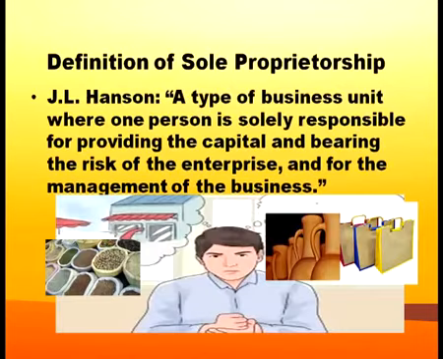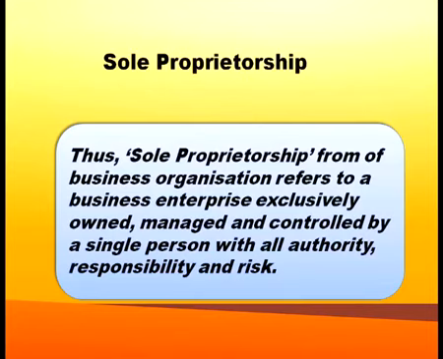Here is a definition of sole proprietorship. A type of business unit where one person is solely responsible for providing the capital and bearing the risk of the enterprise and for the management of the business. This is a definition made by J.L. Hansen. So, from the figure you can identify one person is managing about the building materials, the output, which are the variety of products that he should make. Like that, everything should be decided by one person. Thus, sole proprietorship form of business organization refers to a business enterprise exclusively owned, managed and controlled by a single person with all authority, responsibility and risk.